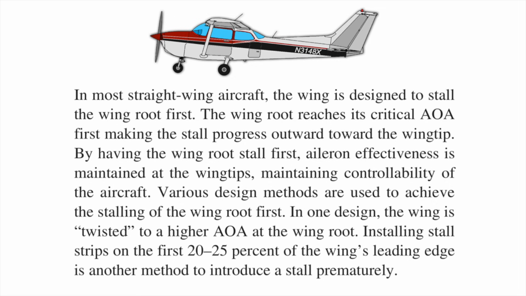Various design methods are used to achieve the stalling of the wing root first. In one design, the wing is twisted to a higher angle of attack at the wing root. Installing stall strips on the first 20 to 24% of the wing's leading edge is another method to induce a stall prematurely. So as you can see here, most aircraft are intentionally designed so you can maintain control of the aircraft with ailerons right up until the time the airplane stalls.